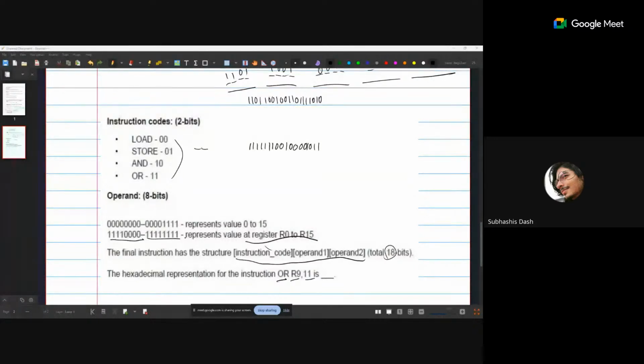Okay, so this is not even the final answer. The final answer is something else. It is asking for the hexadecimal representation. This is currently the binary representation. So, can anyone tell me how we can quickly and easily convert this into hexadecimal?